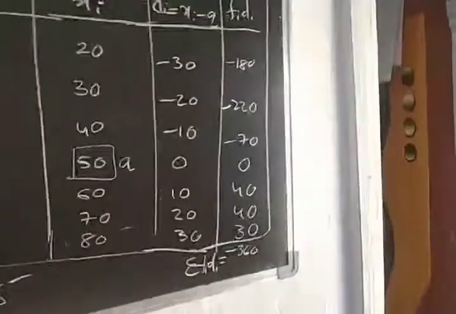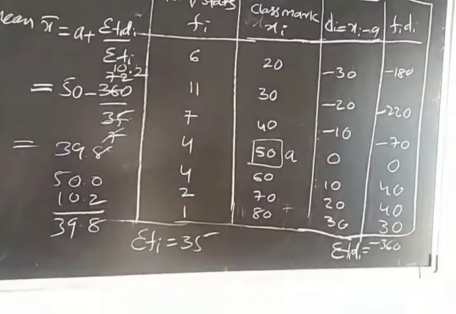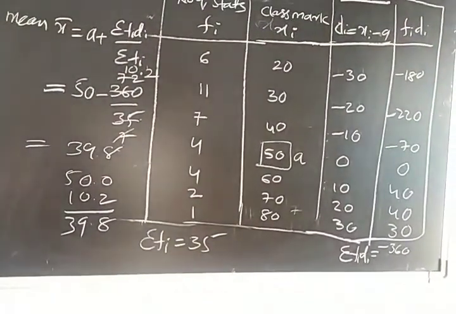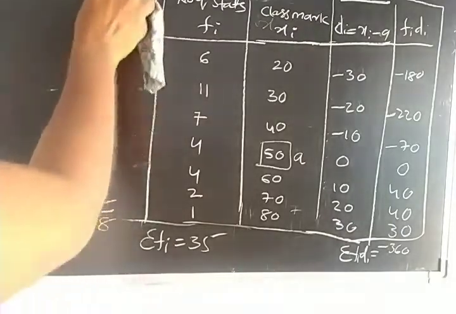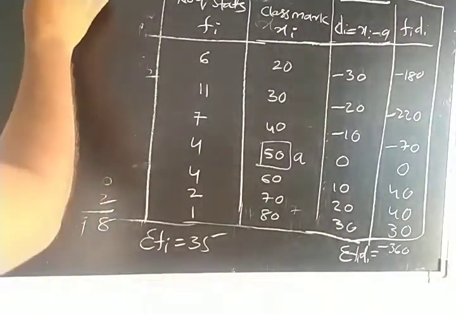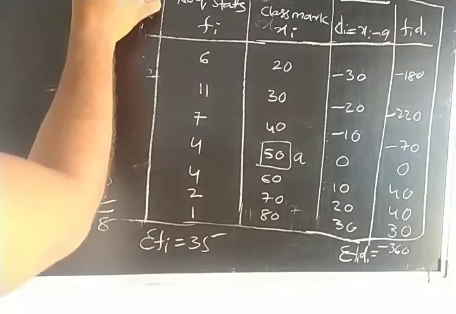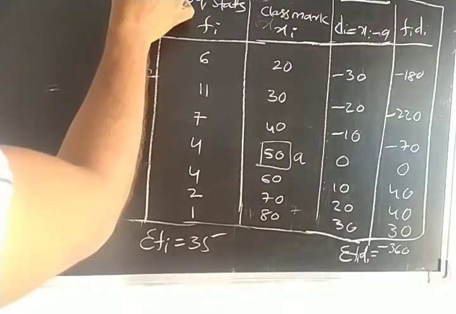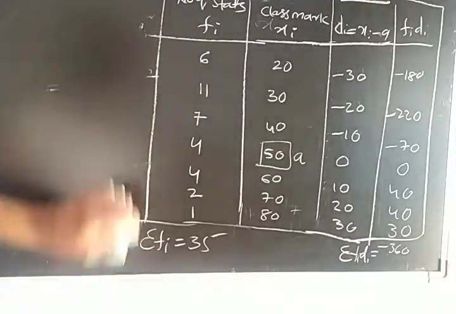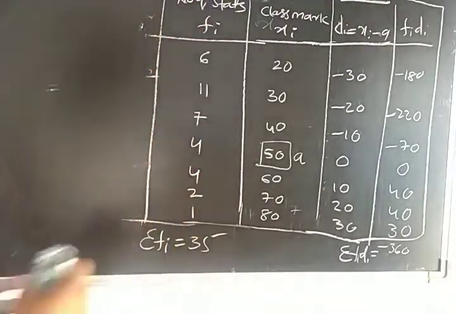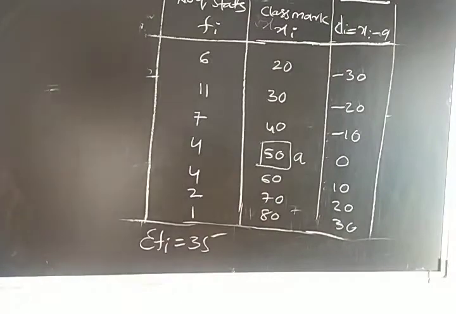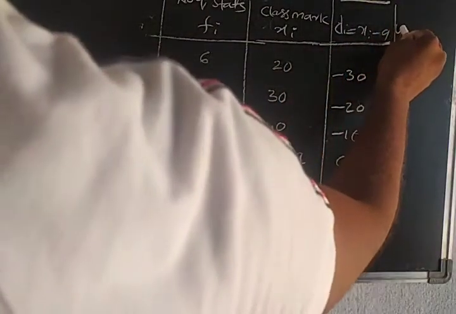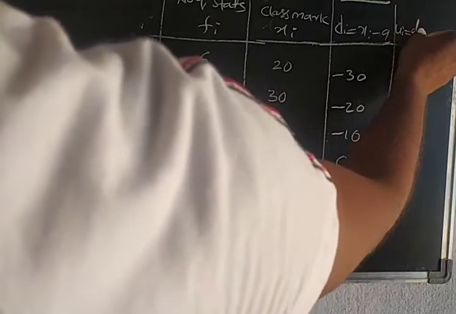Now the next method, that is the step deviation method. So we will have these class intervals, and next di. After finding the di, we have to find ui in the step deviation method. So I am going to find ui. What is ui? ui is equal to di by h.